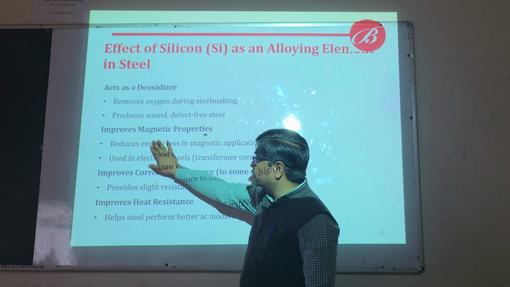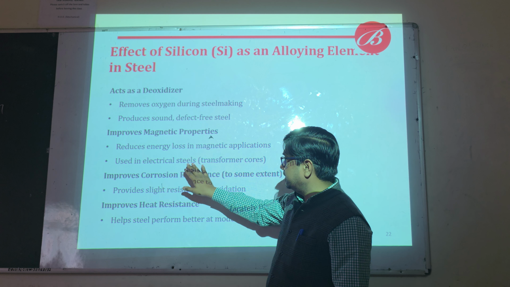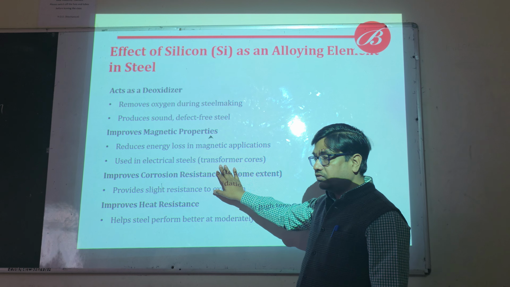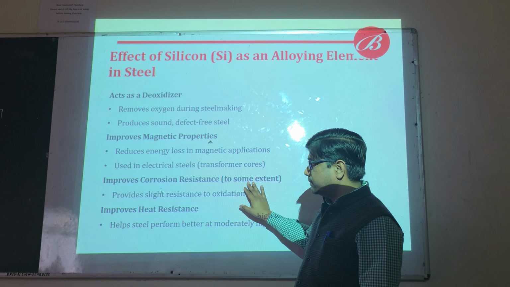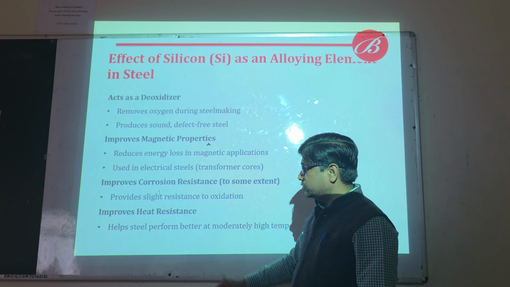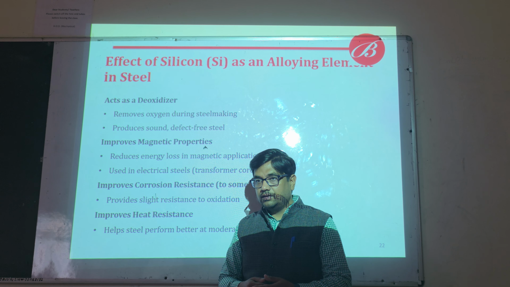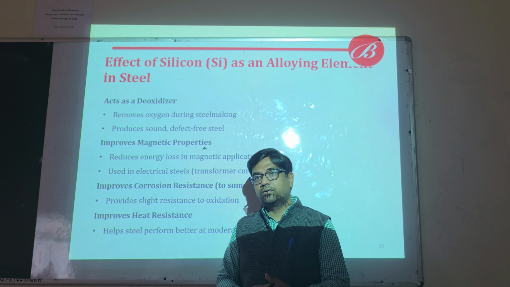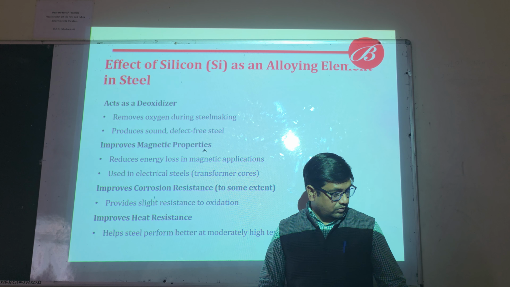Then it also improves the magnetic properties. So it is also used in electrical steels like transformer cores. It improves the corrosion resistance to some extent. It also improves the heat resistance. So these properties are contributed by adding the silicon into the alloy steel.